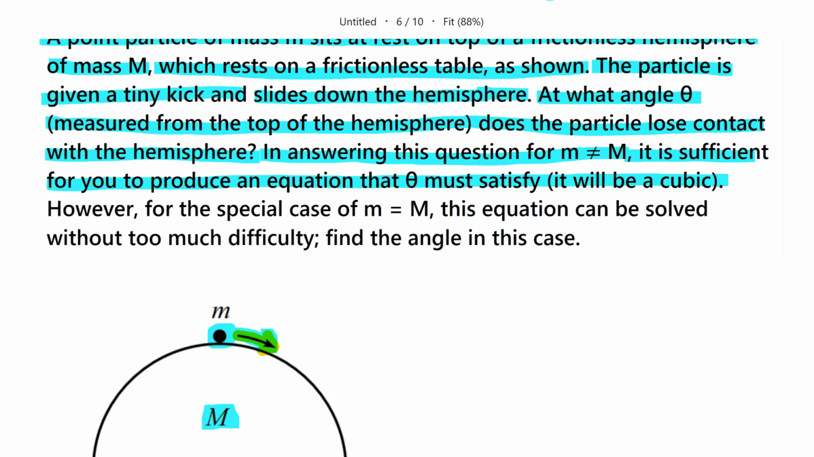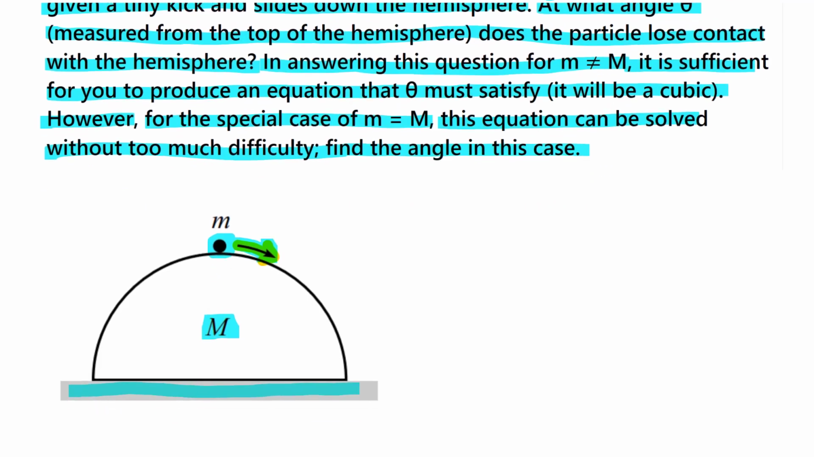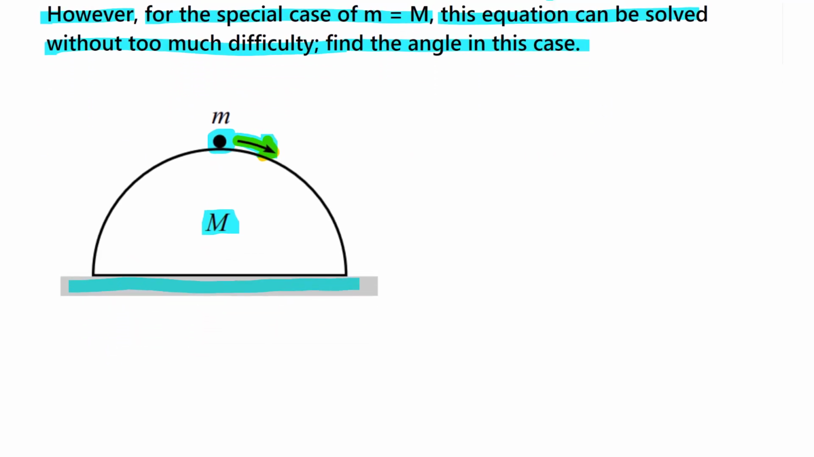So we simply have to find an equation, we don't have to solve it, and this equation will be a cubic equation. However, for the special case where small m equals capital M, the equation can be solved without too much difficulty. Find the angle in this case. So for one case you have to solve this equation, that is when both masses are equal. So let us try to see how we can solve this problem.